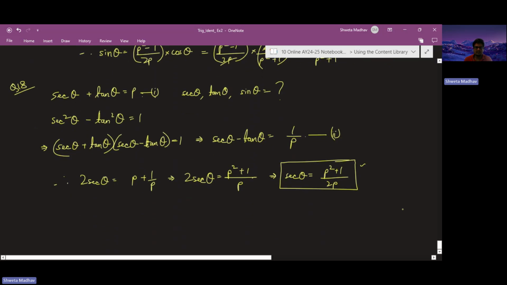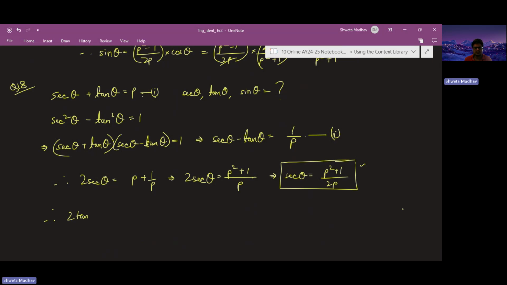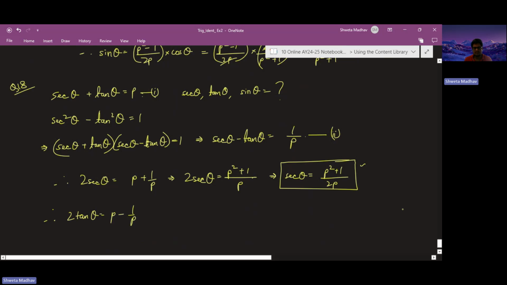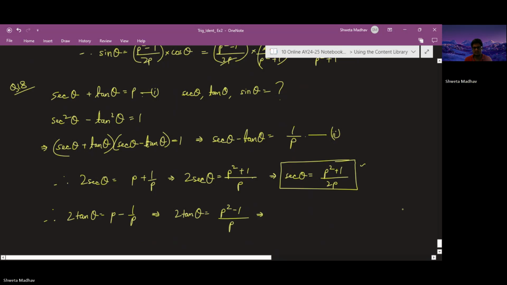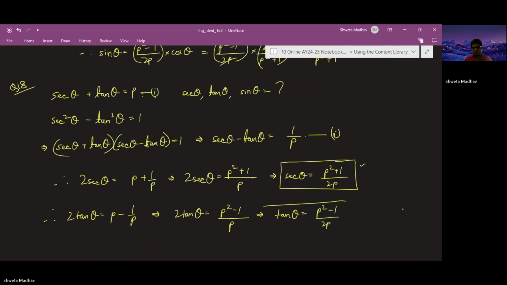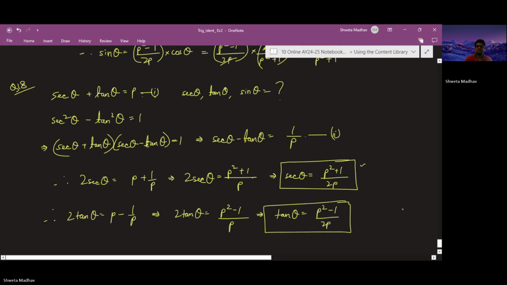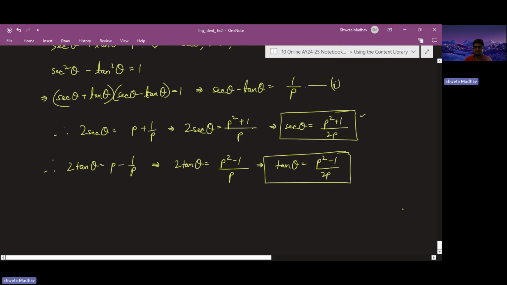Then we have to find tan theta also. If we subtract the two equations 1 and 2, we get 2 tan theta, and sec theta gets cancelled. So tan theta is p minus 1 by p. Therefore 2 tan theta is p square minus 1 by p, since the LCM is p. So tan theta will be equal to p square minus 1 by 2p. This is the required expression for tan theta in terms of p.